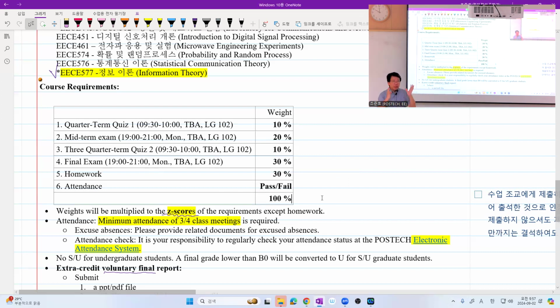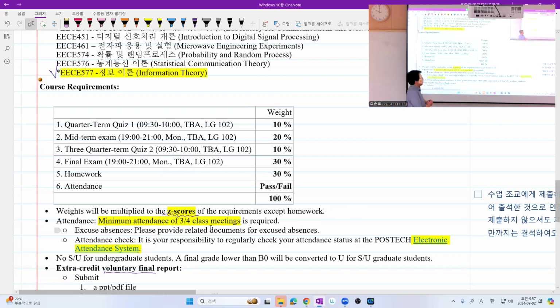And you didn't come to the class today, okay? You use the system. I will use the post-tag electronic attendance system. So you click this link and check whether your presence at the specific class meeting is correctly reflected. And our school regulation says that minimum attendance of 3/4 of the class meetings is required.